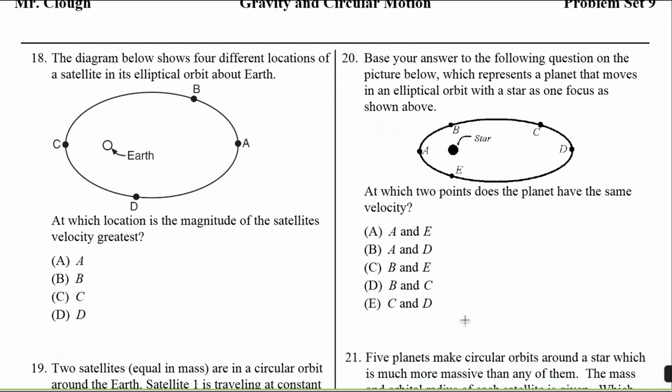All right, 18. At which location is the magnitude of the satellite's velocity the greatest? We talked about this as part of Kepler's second law, or a combination of second and third law: as the object gets close to the planet that it's orbiting, it always goes faster. So it's fastest when it's closest, slower when it's going away, and that's how we get those equal areas, equal times. So the answer would be C.